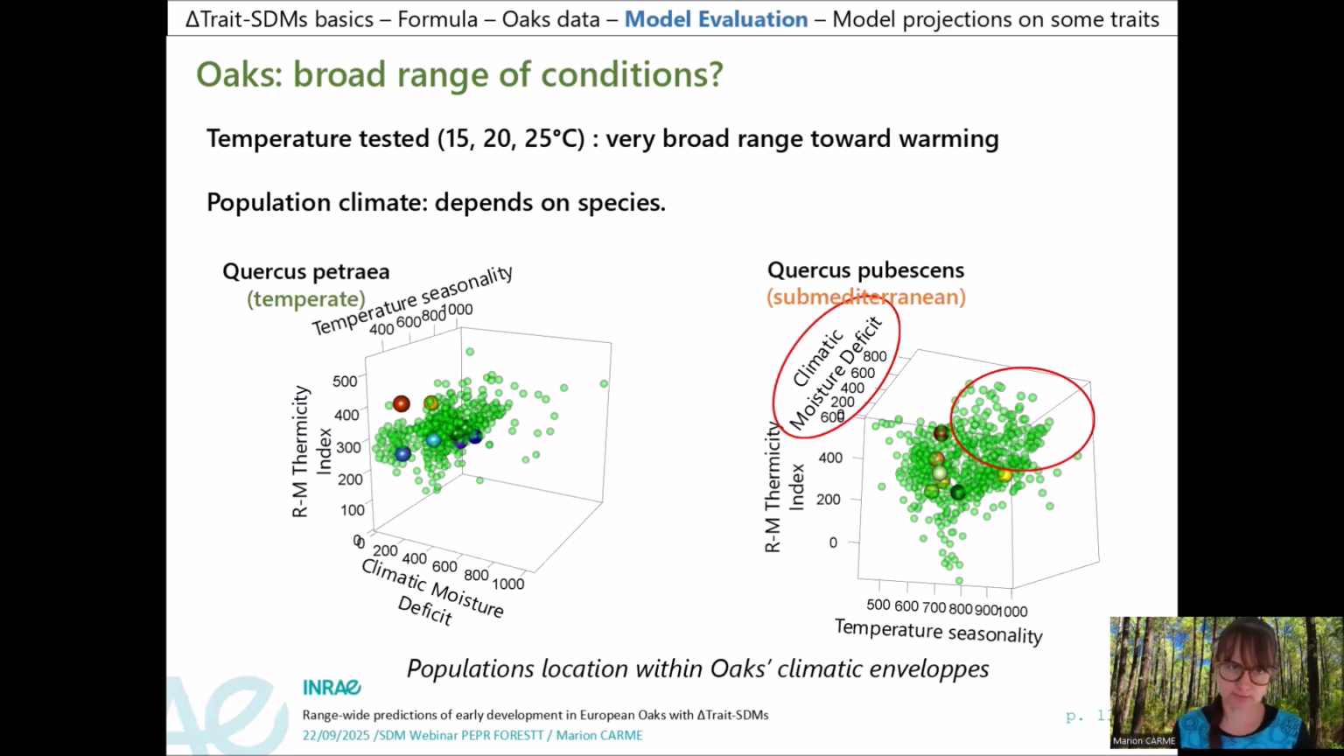And you can see, on the left, you have sessile oak, and on the right, you have pubescent oak. For sessile oak, it's quite okay. The populations are quite well distributed within the envelope. For pubescent, it's not really like this. You can see we particularly miss the driest populations. So that means the pubescent models may be less reliable. We have to keep that in mind.